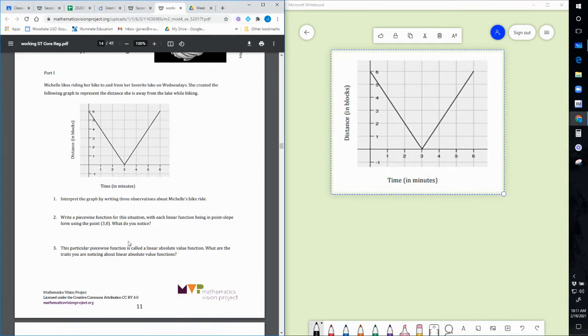So, real quick scenario, it just says Michelle likes riding her bike to and from her favorite lake on Wednesdays. She created the following graph to represent the distance she is away from the lake while biking.